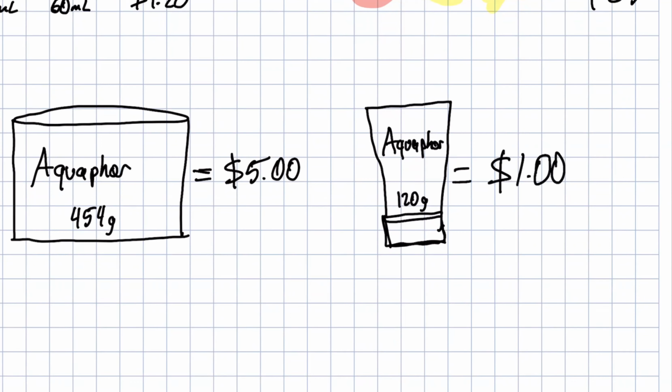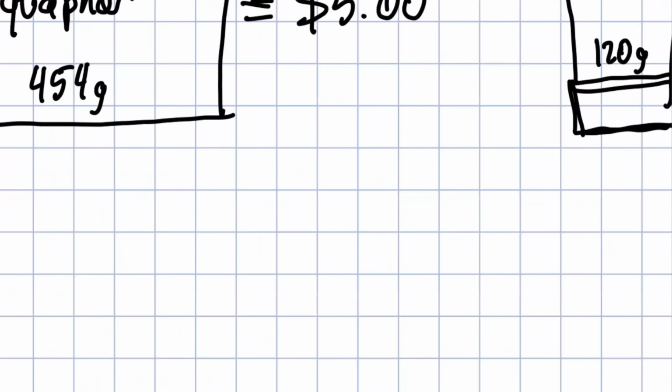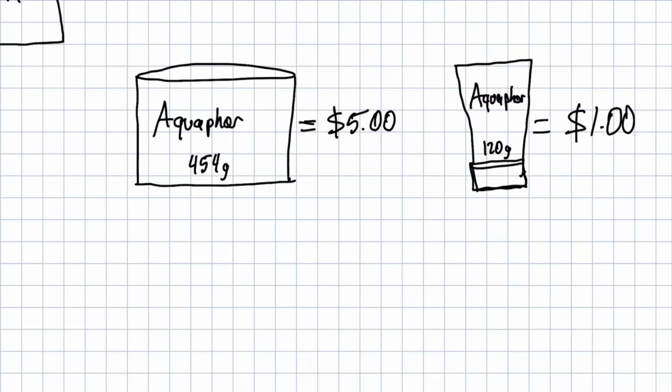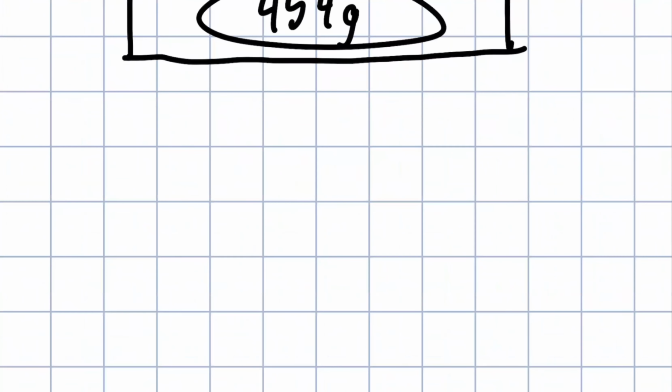And you're sitting there thinking, okay, well, which one is the better buy? You want to obviously spend the least amount of money for what you're getting. So how do I figure that out? Well, the easiest way would be to figure out how many dollars am I paying for 1 gram of this? How many dollars am I paying for 1 gram of that? How do you figure that out? Well, you just divide.